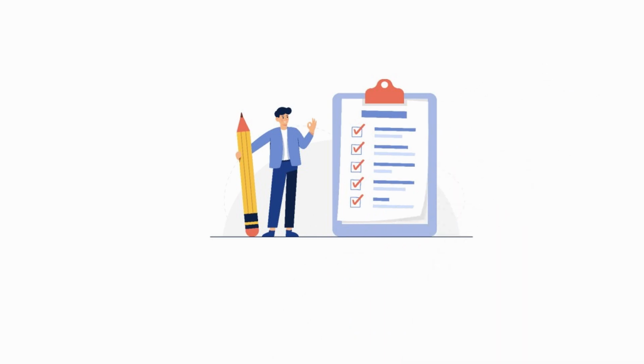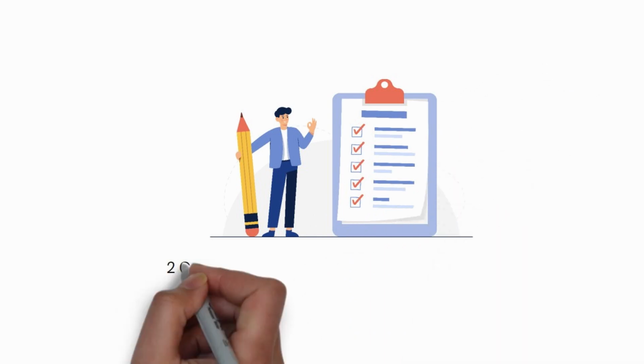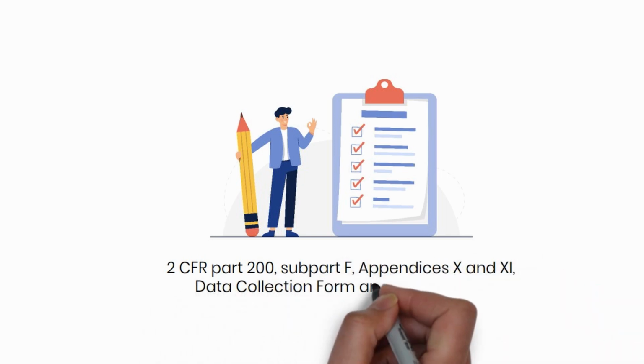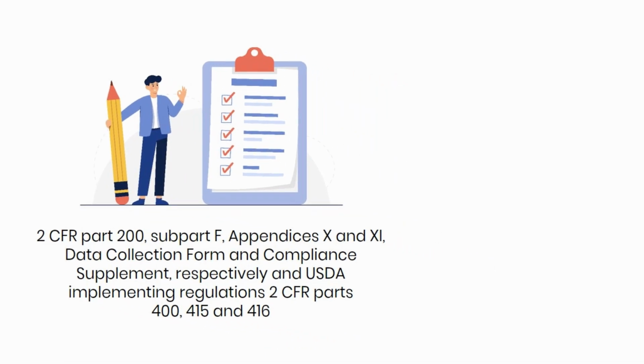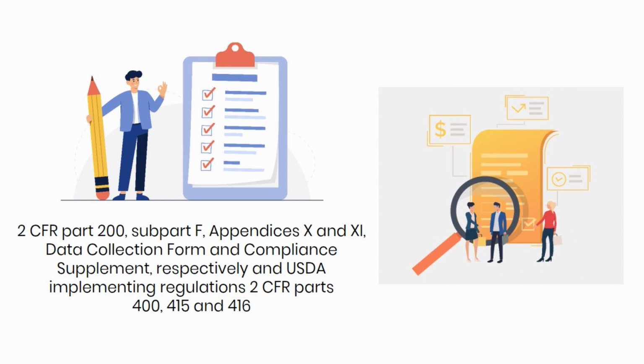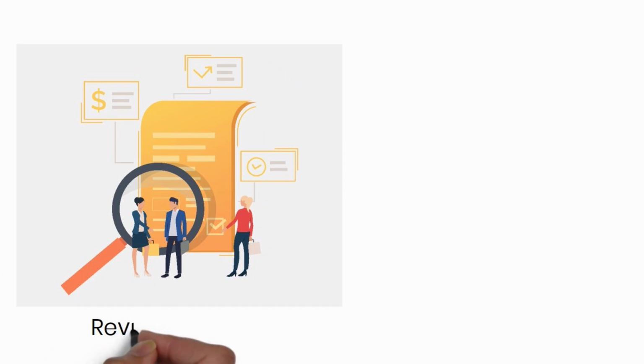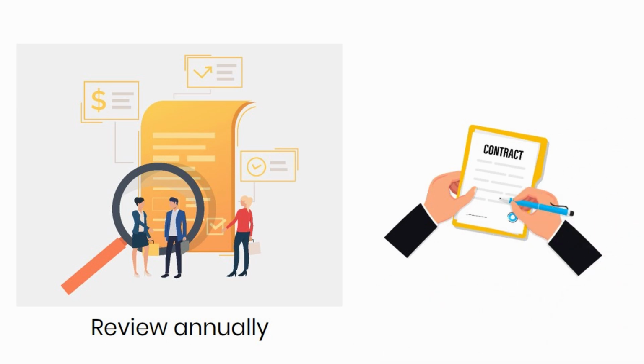Unless otherwise exempt, audits at the state and institution levels must be conducted in accordance with 2 CFR Part 200, Subpart F, Appendices 10 and 11, Data Collection Form and Compliance Supplement, respectively, and USDA Implementing Regulations 2 CFR Parts 400, 415, and 416. SDE will ensure that the required audits are performed and review the audits for compliance. The SDE Finance Department reviews all school district audits annually. For all other nonprofit or for-profit institutions, SDE contracts with an auditing firm to review the financial audits.